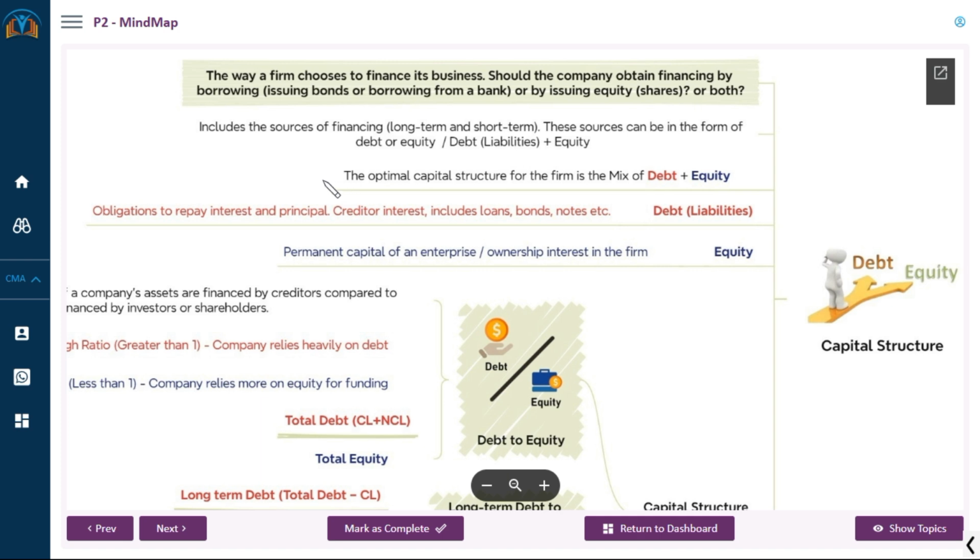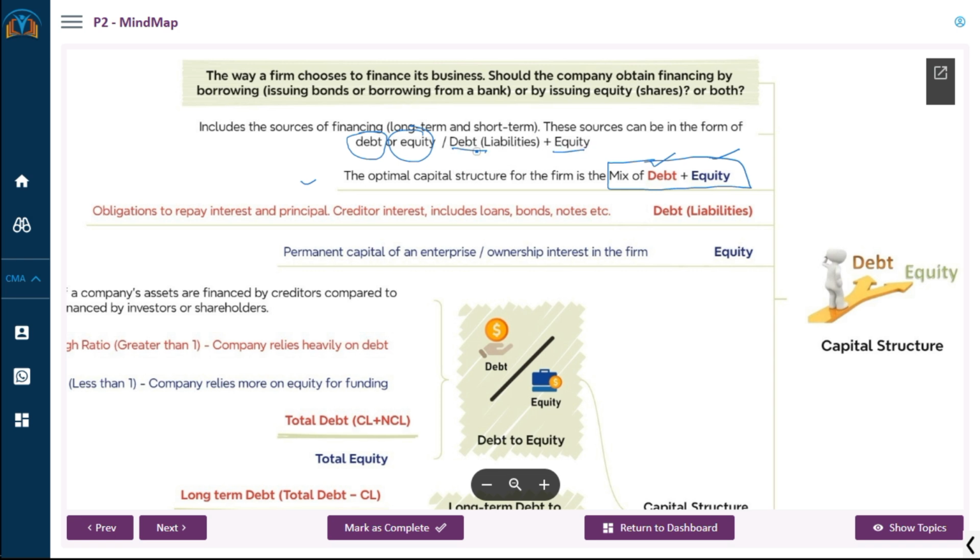But the optimal capital structure that is recommended is that you should have a mix of debt and equity. Note, you don't go only for equity, and you don't go only for debt. It includes sources of financing, long term and short term. These sources can be in the form of debt or equity. So either you can take debt, or equity, or debt plus equity.